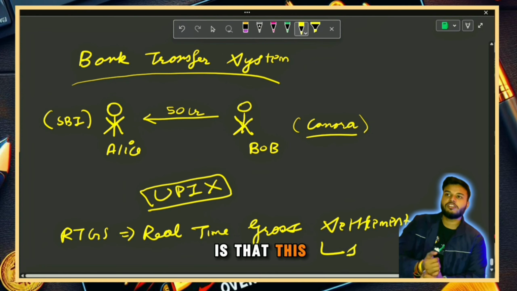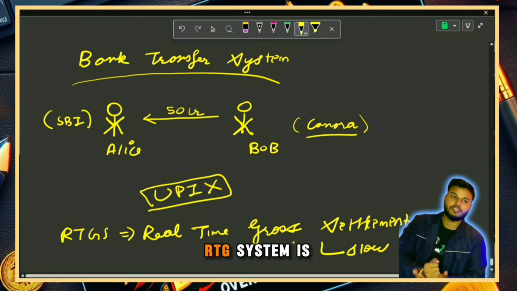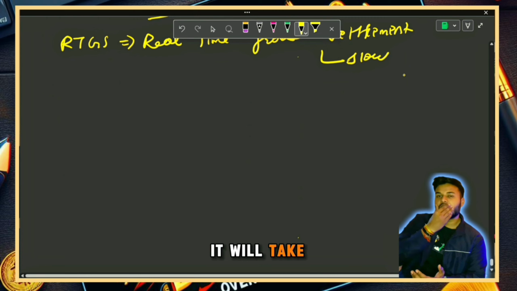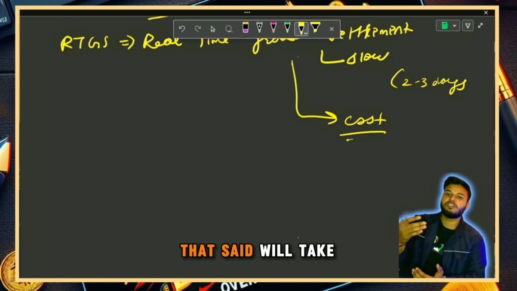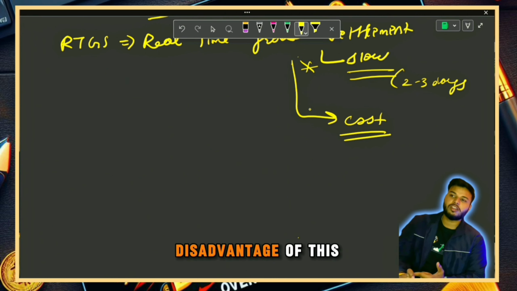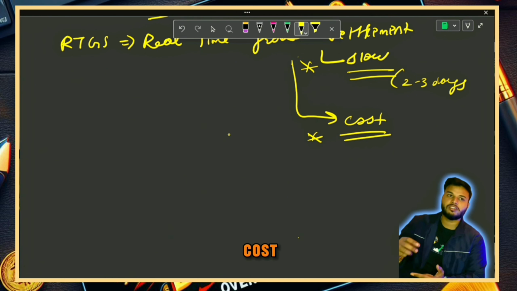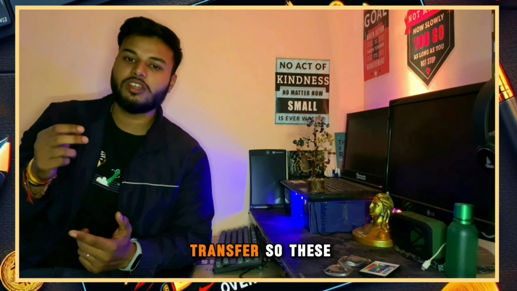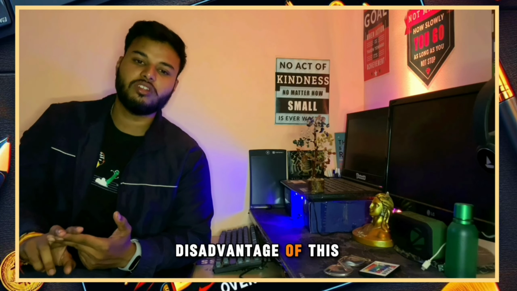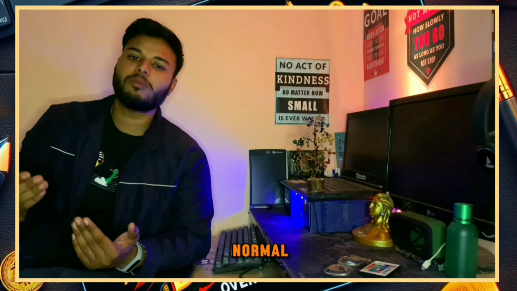Now the thing is that this old system, the RTGS system, is a little slow. It will take some time to transfer 50 crores from Bob's account to Alice's account. Let's say it will take around 2-3 days. Another disadvantage is that it will cost something. Bob will be charged some extra amount to do this transfer. So these are the two main disadvantages of this RTGS transfer system, or we can say a normal transfer system between banks.